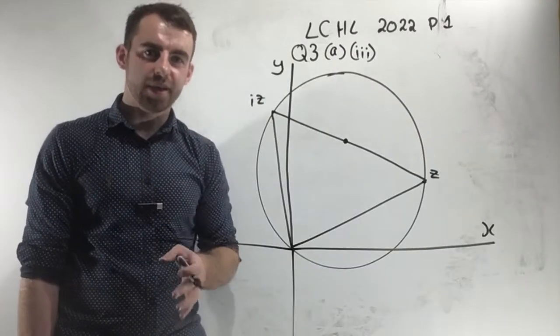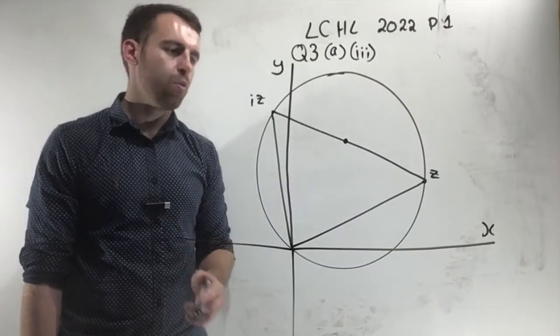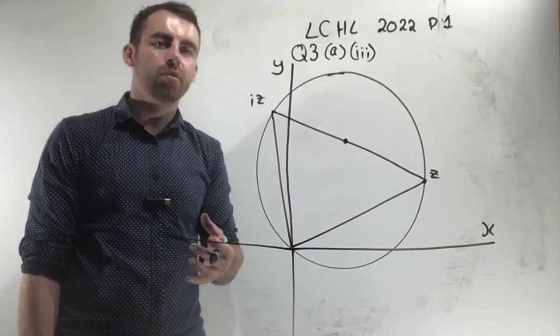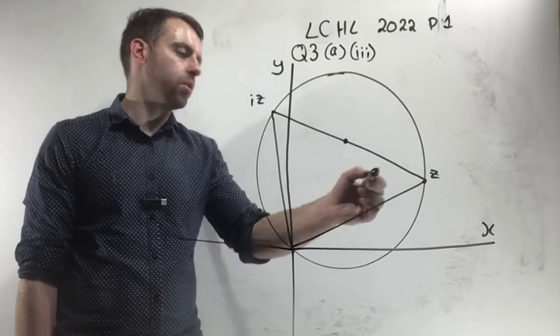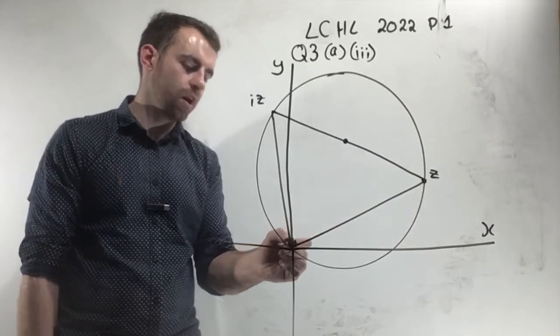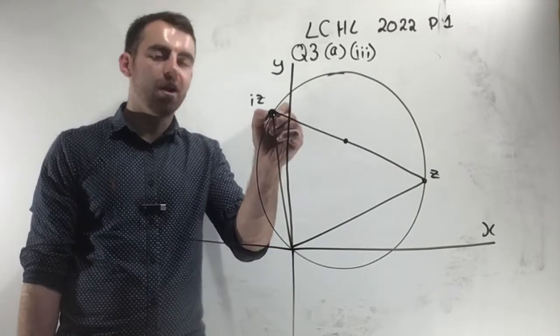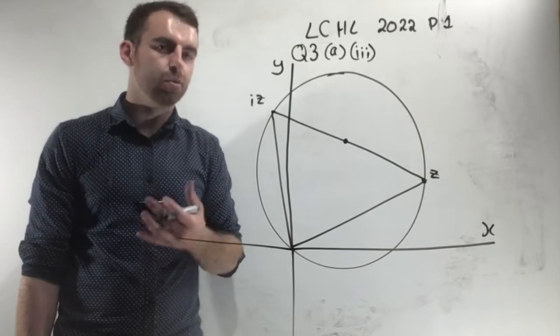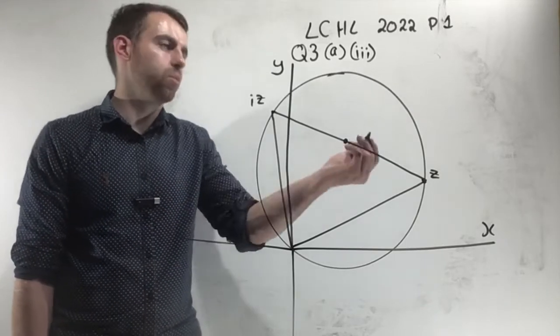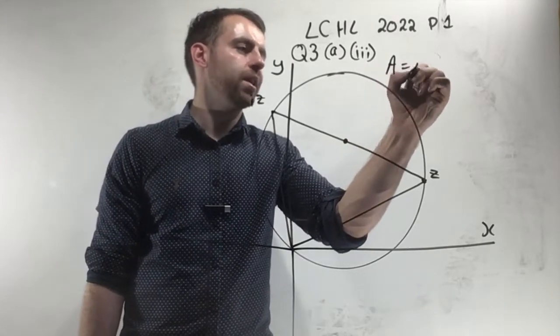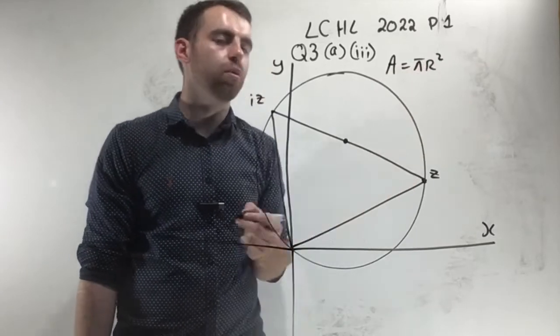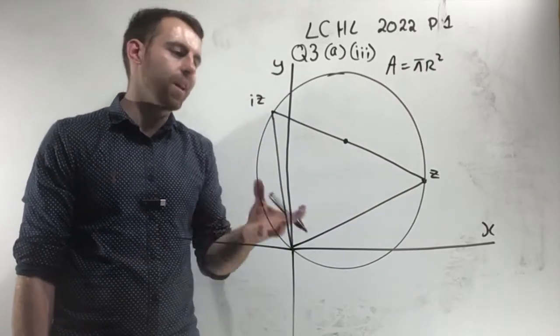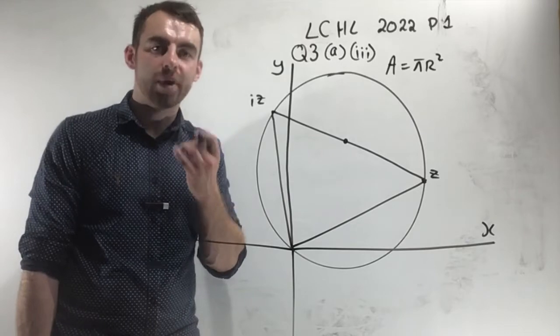Now you have to put your thinking cap on for part 3. We're given a circle and a number of points on the circle. I know that the point z is on the circle, the origin is on the circle, and the point iz is on the circle. We're asked to find the area of the circle. So to get the area of a circle, we go to our maths tables and we're told the area of a circle is pi r squared. In other words, to get the area of this circle, I need to figure out the radius.